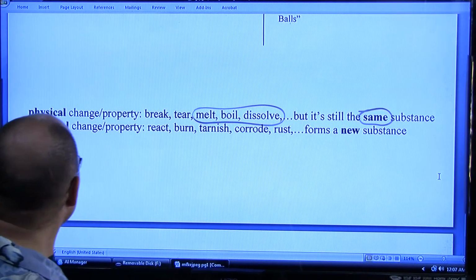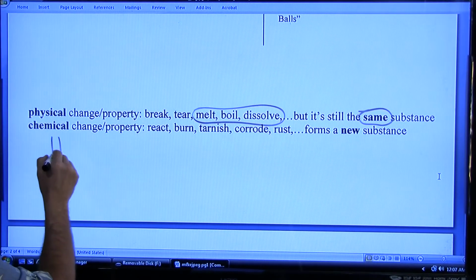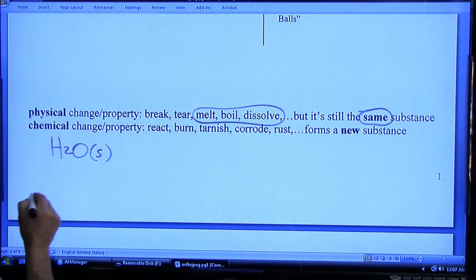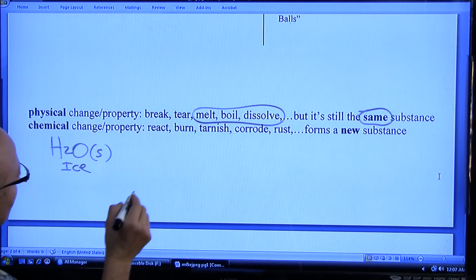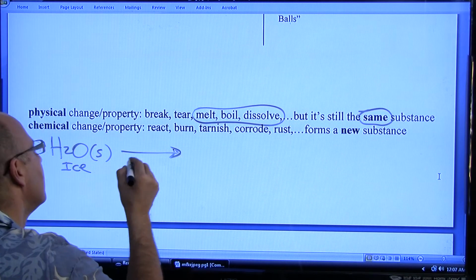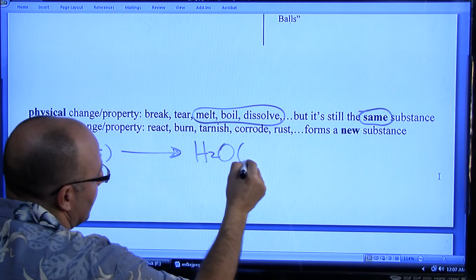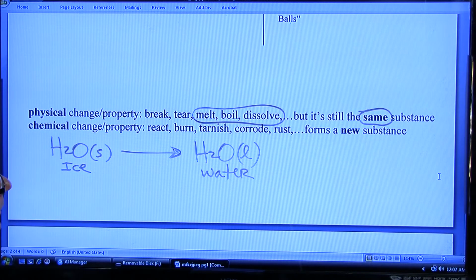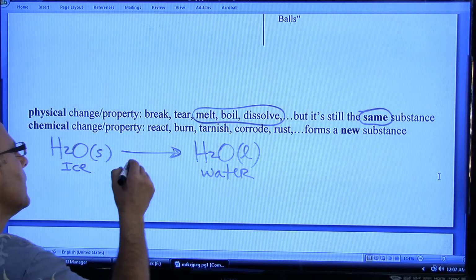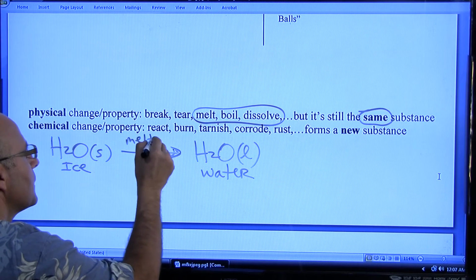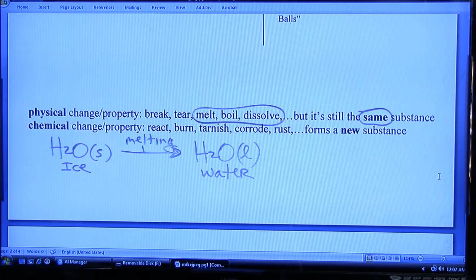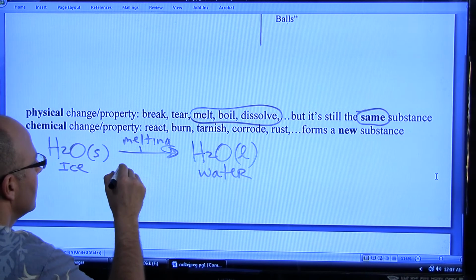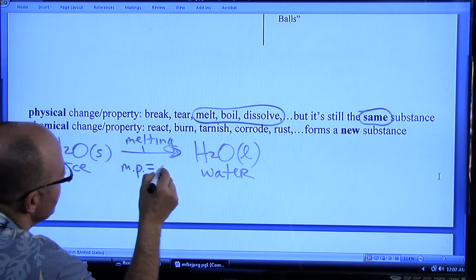So for example, when you take ice, H2O solid, ice, and you melt that ice into H2O liquid, which you and I would refer to as water. Clearly there's no new substance here. We've changed the state, but it's still H2O. So melting is an example of a physical change. And the melting point of a substance is a physical property. Turns out that the melting point of ice is 0 degrees Celsius.